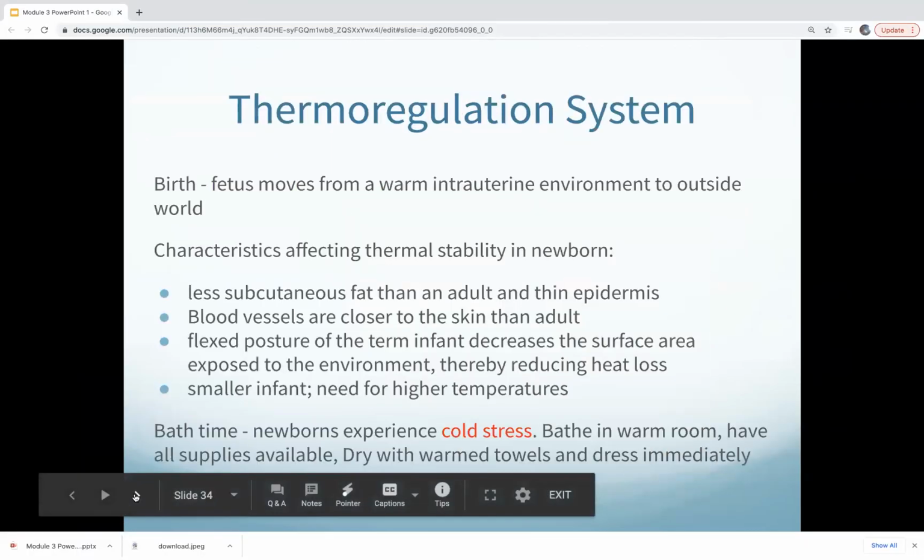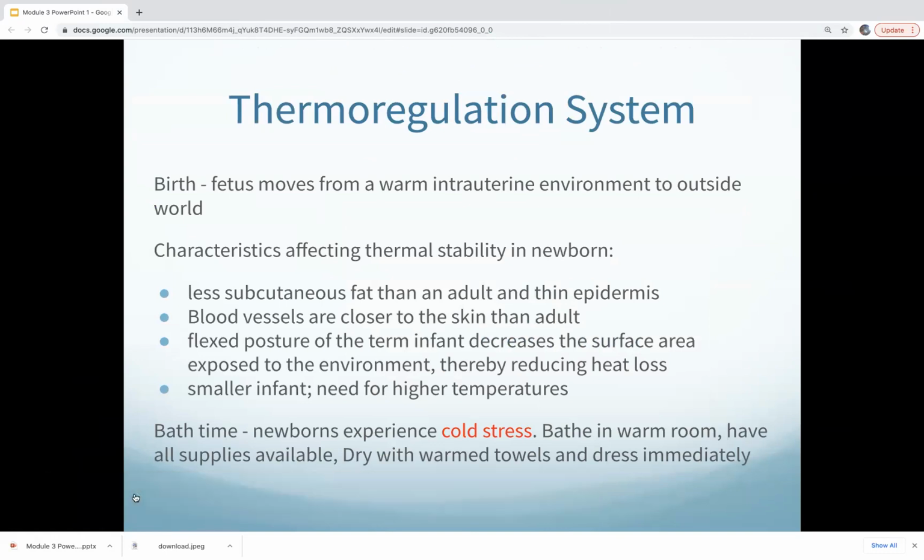All right. The next system we're going to talk about is the thermoregulation system. And I want to tell you, if you can take anything away from this slide and understanding body temperature, it is that babies don't have a shivering mechanism.